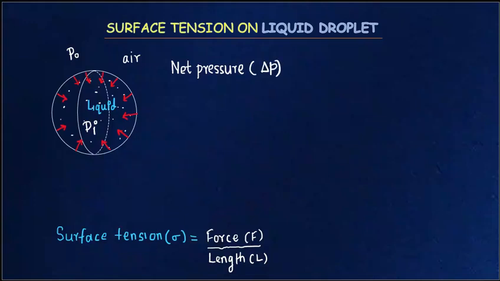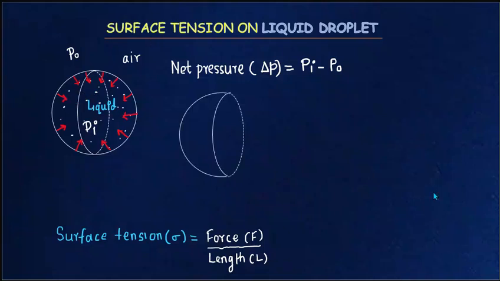So delta P is nothing but the pressure inside the liquid droplet minus the outside pressure, that is atmospheric pressure, friends. So this is the net pressure acting on the surface of the liquid. Okay, and this net pressure is due to surface tension on the surface of the liquid. So let's see how to derive the expression of surface tension, friends. So I'm going to cut this particular droplet from the center, and I'm going to take the half part of it to analyze it. So let's do that, friends.